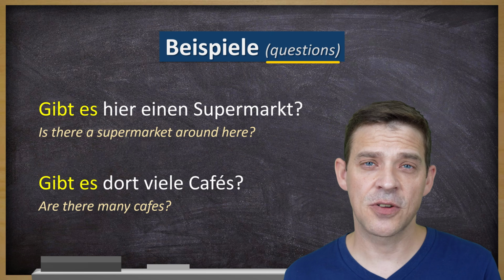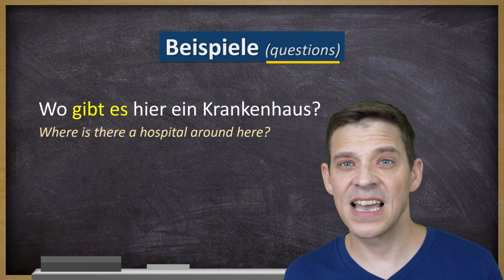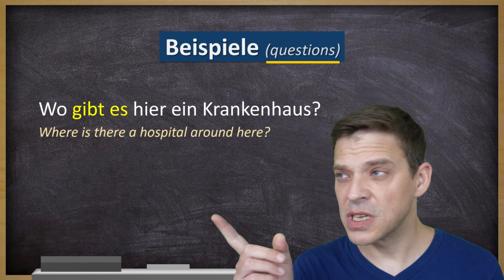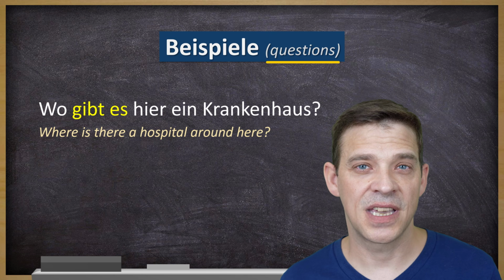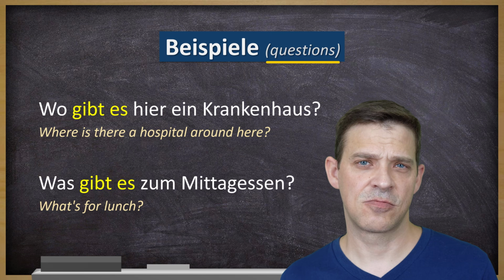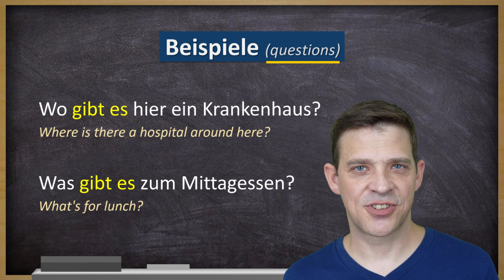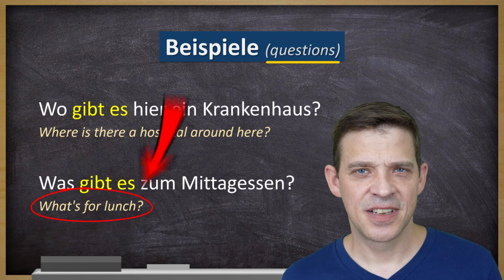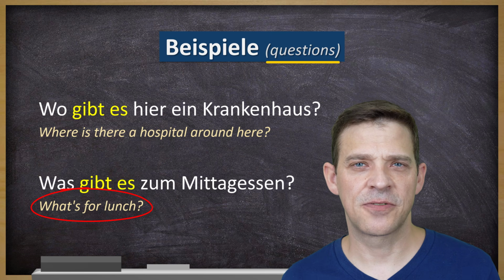And of course, you can also make questions with question words. Zum Beispiel, wo gibt es hier ein Krankenhaus? Where is there a hospital around here? Oder was gibt es zum Mittagessen? What's for lunch? And here you see in this example, there's actually no there is or there are. In English, you would just say this, what's for lunch?